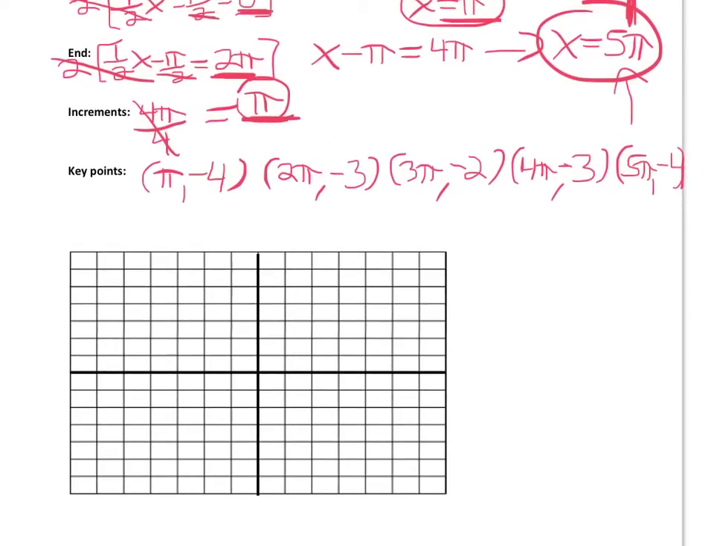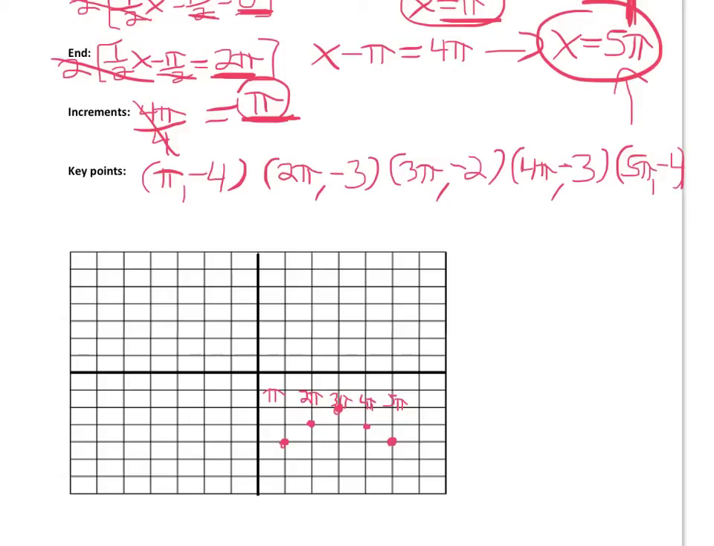Alright, so let's say this is pi, this is 2 pi, 3 pi, 4 pi, and 5 pi. Alright, so at pi, we're down at the minimum. 1, 2, 3, we're down. This is the minimum at -4. At 2 pi, we're at the equilibrium of -3. At 3 pi, we're at the max of -2. At 4 pi, we're at the equilibrium of -3. At 5 pi, we're back at where we started, which is the minimum of -4.